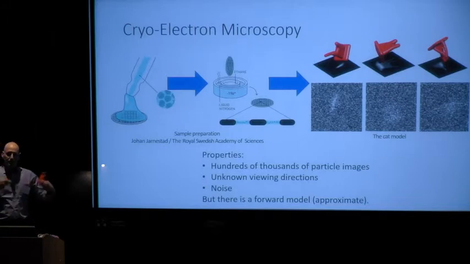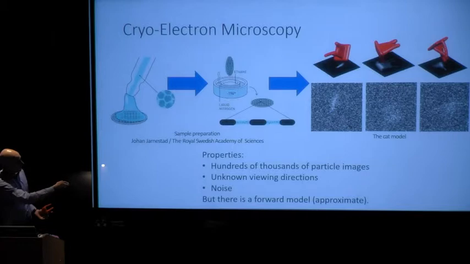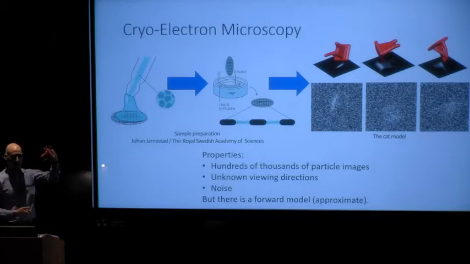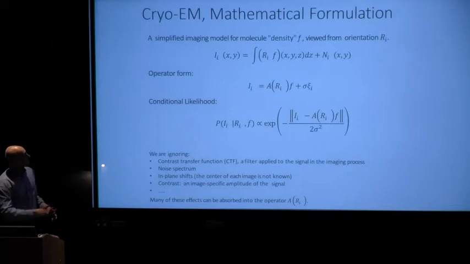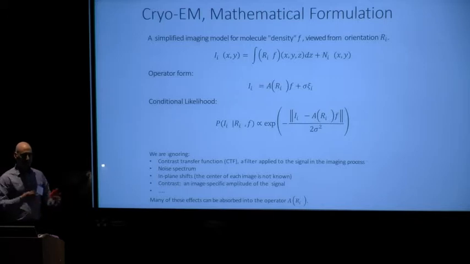And it's very nice because we have at least an approximate physical model for this. So we have this forward model, and we get hundreds of thousands of images like these, which are very noisy. We don't know the viewing direction for each of these, and we have to put together this huge puzzle. Because we have the forward model, you could say, well, we'll throw a few assumptions in, and we can write this nice mathematical formulation for this. We can write a huge Bayesian model for this and just optimize it.